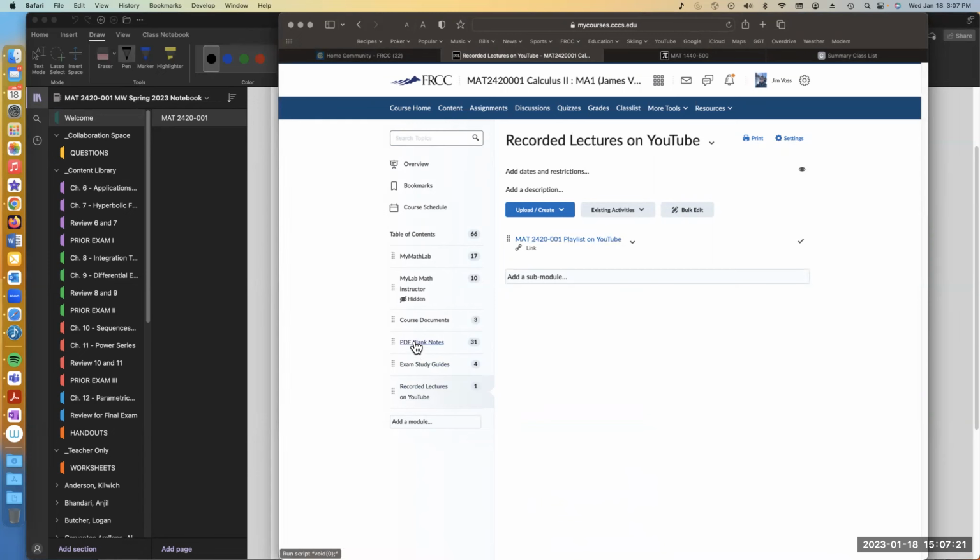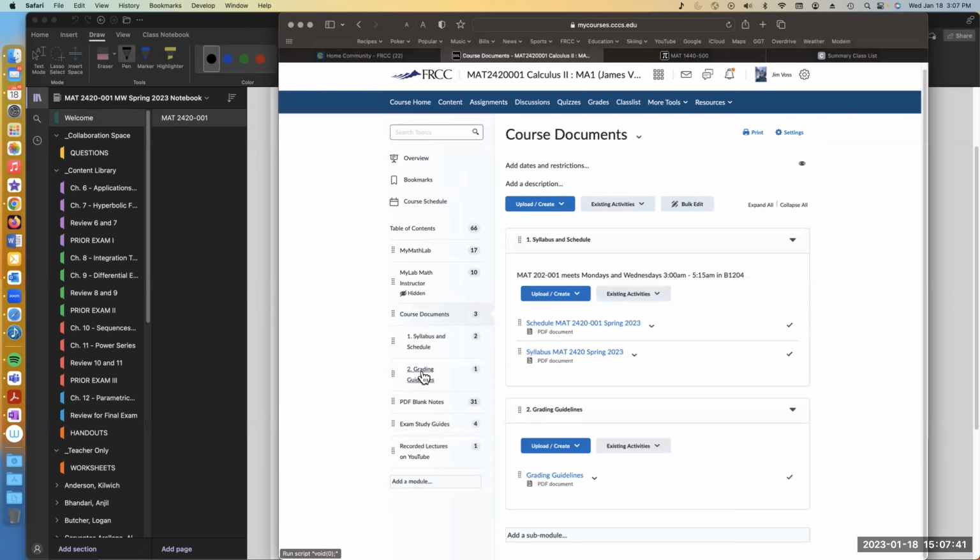Here's a blank set of PDF notes, which you may use if you're interested in that. I think it's going to be easier to actually use the OneNote notes, but if you want blank paper pages to bring to class of the notes, that's where they are. If you want to print them out and bring them to class, totally fine. Under course documents, you'll see the syllabus and schedules, and another document that kind of describes how I grade the exams. We'll talk about that when we get closer to exam 1.